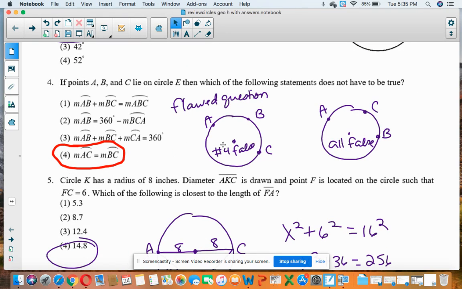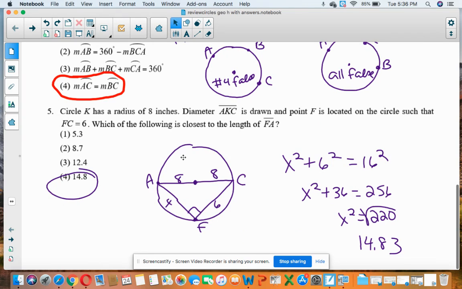If you draw the picture like I've drawn it here, the answer is choice 4. You're looking for a statement that does not have to be true, and they just say that A, B, and C lie on circle E. If I put A, B, and C this way, though, technically all the choices are not correct. But I think this is the way they intended the picture to be, so therefore it would be choice 4.